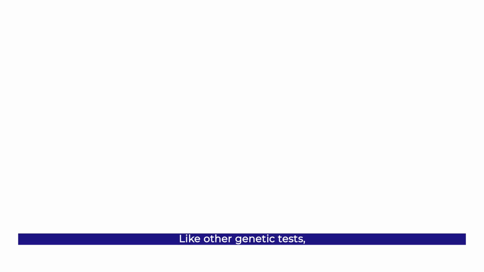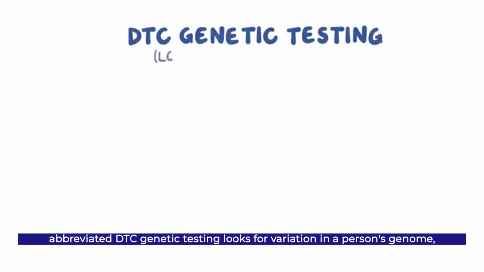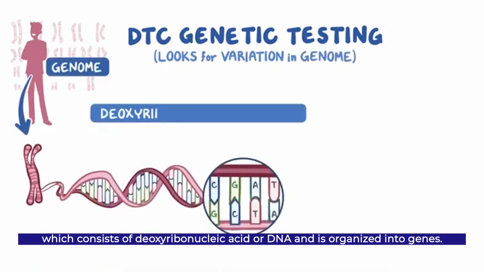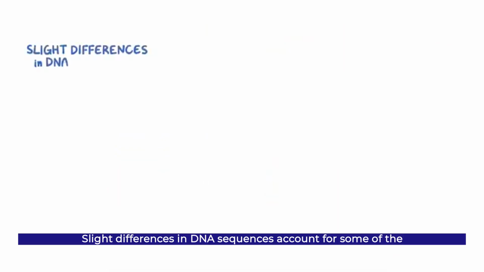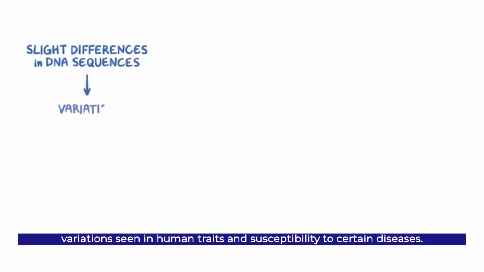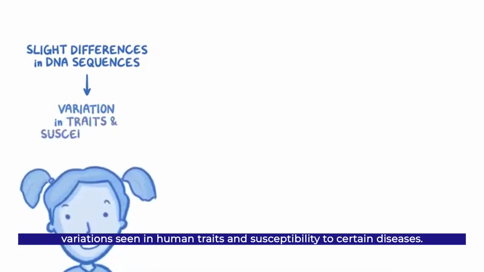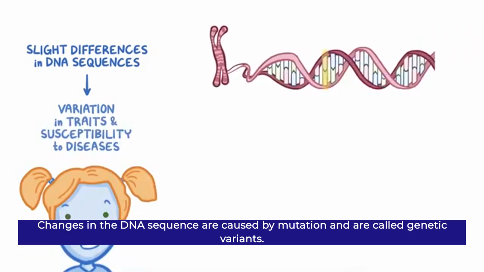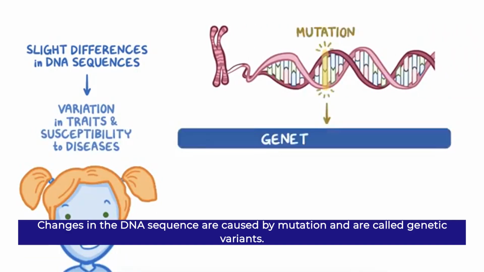Like other genetic tests, direct-to-consumer, abbreviated DTC, genetic testing looks for variation in a person's genome, which consists of deoxyribonucleic acid, or DNA, and is organized into genes. Slight differences in DNA sequences account for some of the variation seen in human traits and susceptibility to certain diseases. Changes in the DNA sequence are caused by mutation and are called genetic variants.